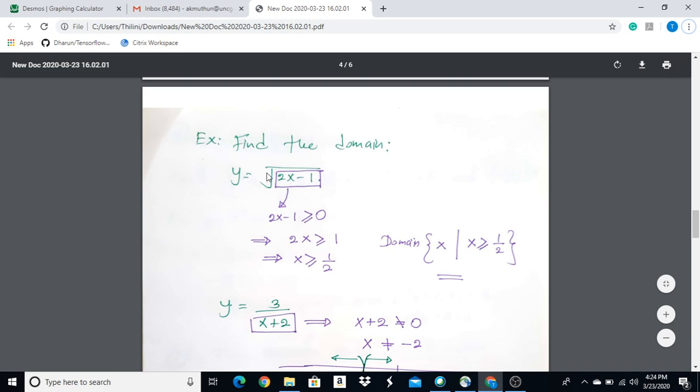So then the inside term in this square root never becomes negative for all x greater than or equal to 1/2. This is one situation that we have to deal with, the square roots.